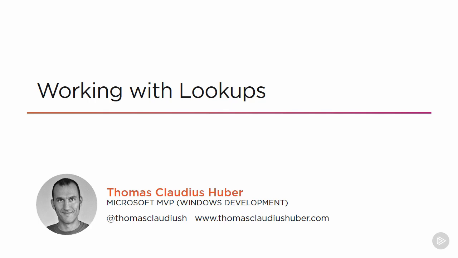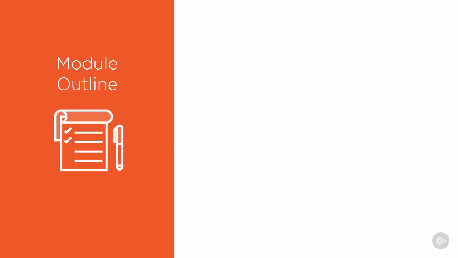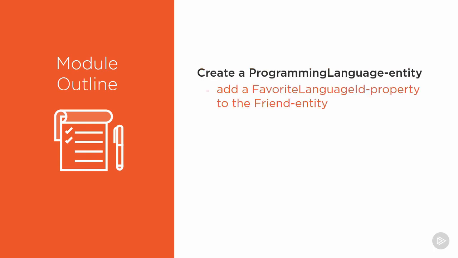To explain a bit more detailed what we do in this module, let me show you the module outline. In this module, we will create a programming language entity, and then we will add a favorite language ID property to the friend entity. For these entities, we will create a DB migration, so the friend table in the database will have a foreign key to the programming language table. This means that the user can select a favorite language for a friend in the user interface.